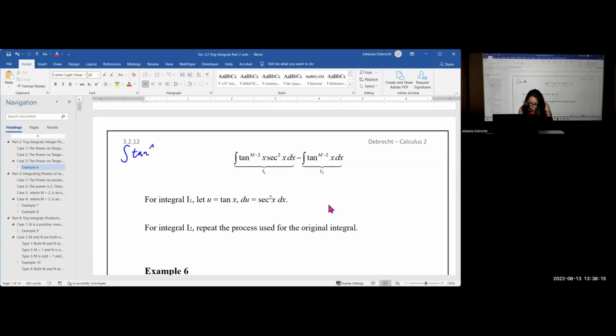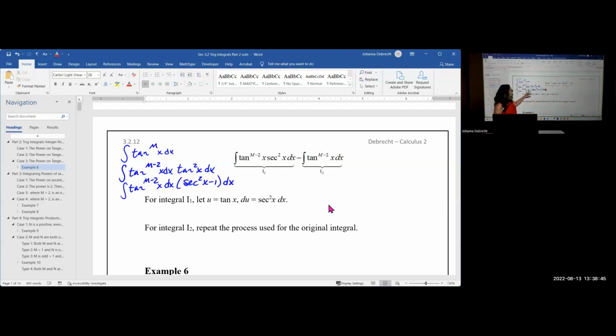You started with tangent to the m of x dx. And then you wrote that as tangent, you pulled 2 of the powers off, and then you had this as tangent squared of x dx. And then you left the first factor alone, tangent to the m minus 2 power of x dx. And you replace the second one with secant squared of x minus 1 dx. And then you do the distributive property. So you have the integral of tangent of m minus 2 of x times secant squared of x dx, minus the integral of tangent of m minus 2 of x dx.